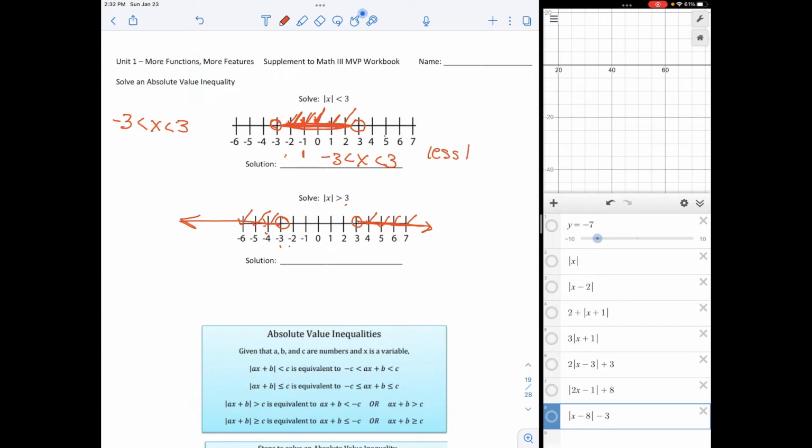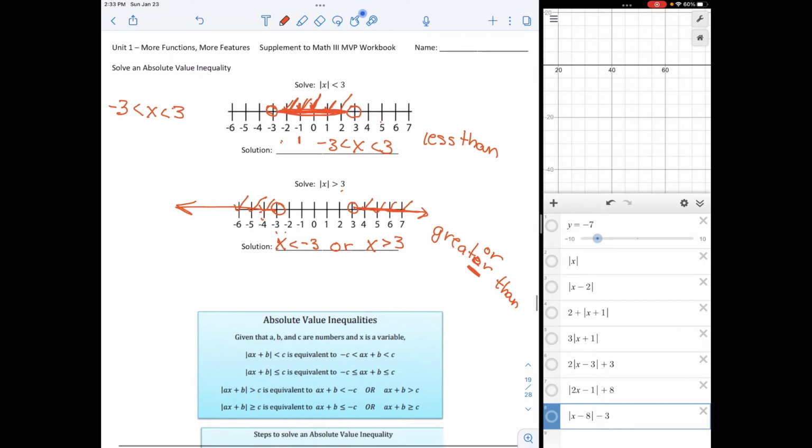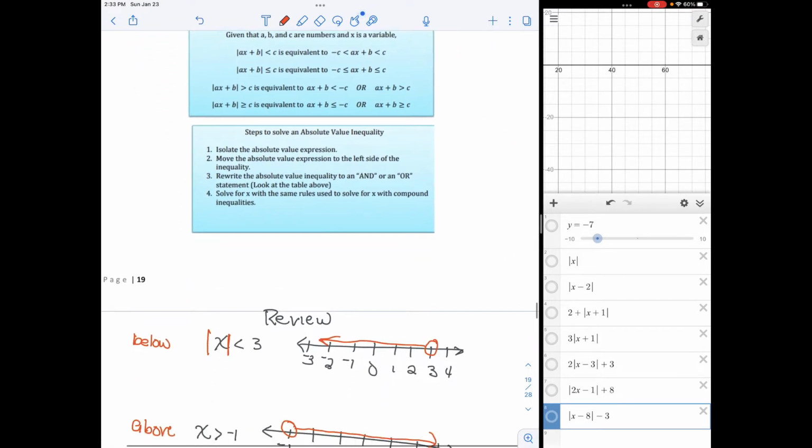So notice the difference. This is less than, and with greater than, what you're going to have is the word "or." I know it's spelled O-R. But you want to look at greater than, and so we're going to have x is less than -3, or x is greater than 3. And that is how we solve those.